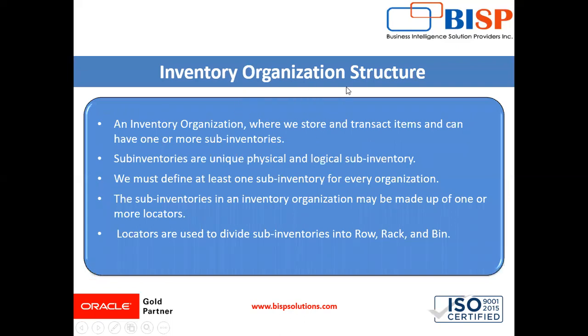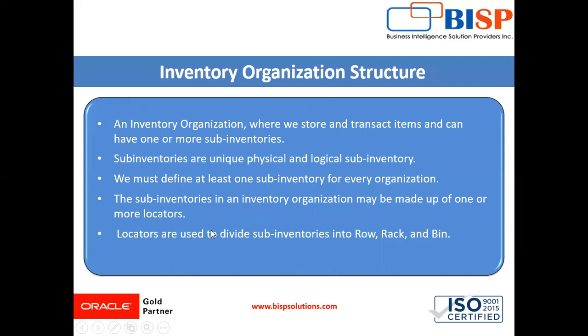Now, this is the inventory organization structure. In an inventory organization, we can store and transact the items, and we can have one or more sub-inventories. Sub-inventories are unique physical or logical separations of material, such as raw material inventory, finished goods inventory, and defect goods inventory. In Oracle Fusion, all the material within the organization is held in a sub-inventory. We must define at least one sub-inventory for every organization so that we can track the item quantity at the sub-inventory level, and we can restrict the item to a specific sub-inventory.